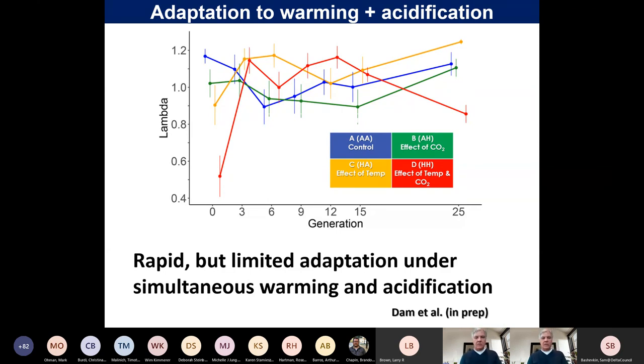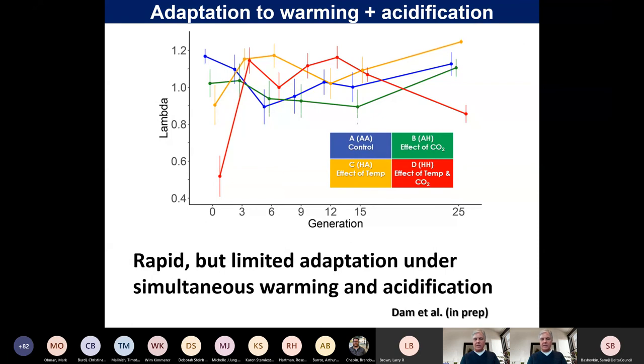A lambda less than one means negative growth rate. And again, you can see this very drastic effect of warming and acidification on the F0, and you see the synergistic effects between warming and acidification, right? A much worse effect in the combined than the individual. It's more than additive, it's synergistic.